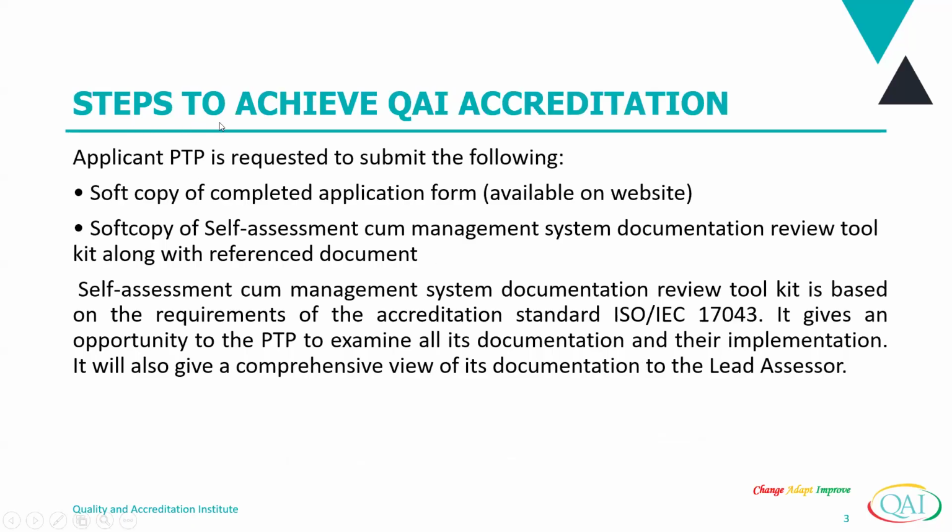Now, steps to achieve QI accreditation. The applicant PTP is requested to submit the following documents. First, the soft copy of the completed application form that is available on our website. Along with the application form, you have to submit a soft copy of the self-assessment cum management system documentation review toolkit along with the reference document. That is our internal document. The toolkit is based on the requirements of the accreditation standard ISO IEC 17043. It gives an opportunity to the PTP to examine all its documentation and their implementation. It will also give a comprehensive view of its documentation to the lead assessor.